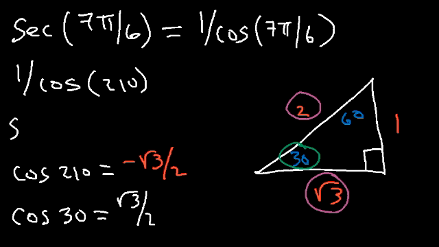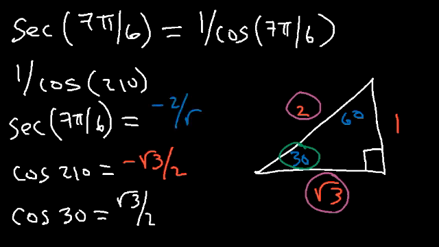So therefore secant of 210, or secant 7 pi over 6, keep in mind 7 pi over 6 is the same as 210. Secant is the reciprocal of cosine. So if cosine is negative root 3 over 2, secant is negative 2 over root 3.